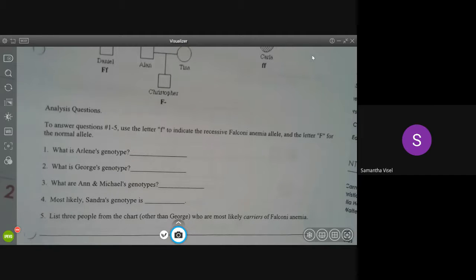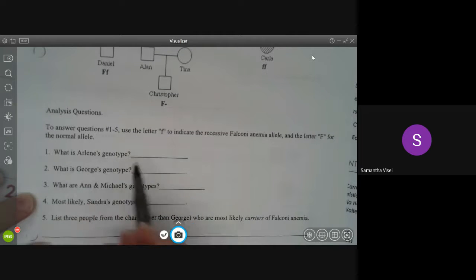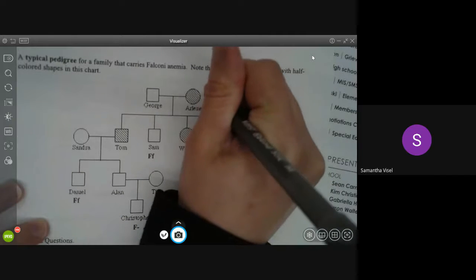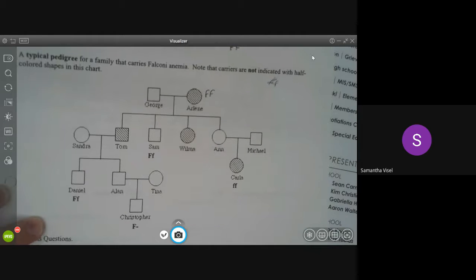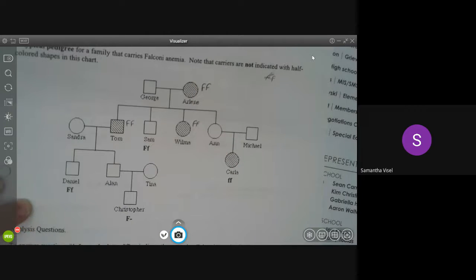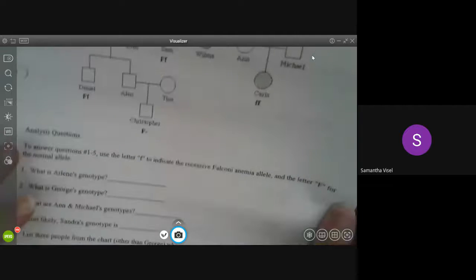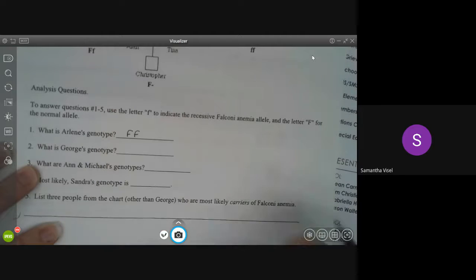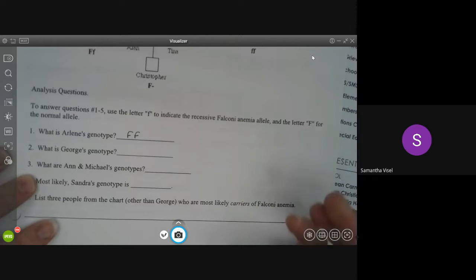All right, at this point, we should have worked through 1 through 5, so we'll take a second to check our responses. Here we're asked about Arlene. The circle here is shaded, so that means Arlene must be little f, little f. And all the people that have shaded circles or squares must also be little f, little f. Once you know genotypes for sure, it's always good to write that down, because that can help you if you feel stuck later on.